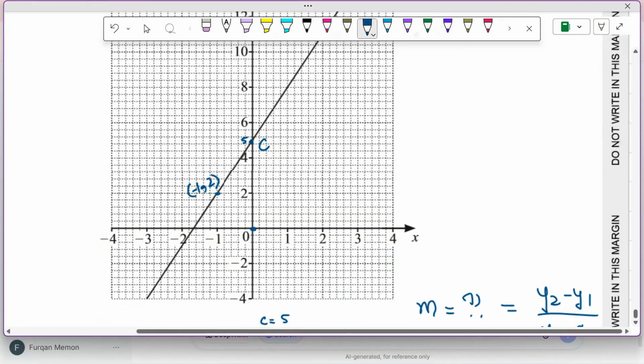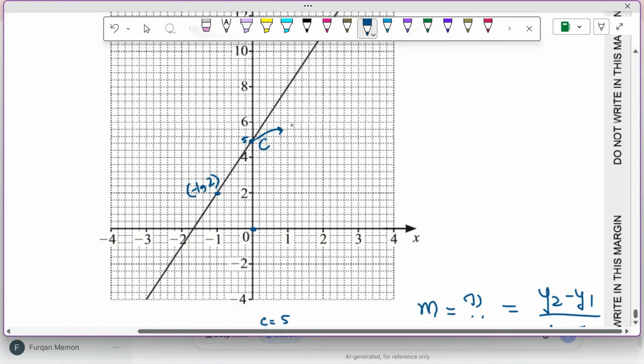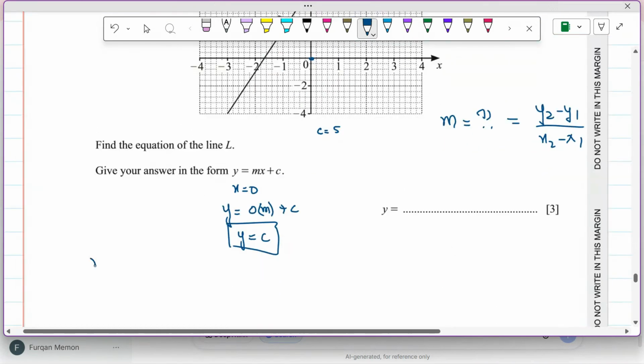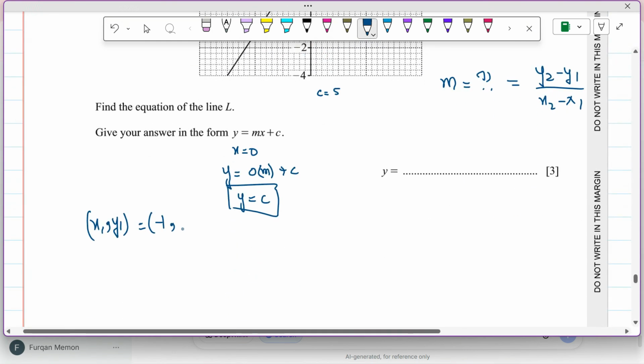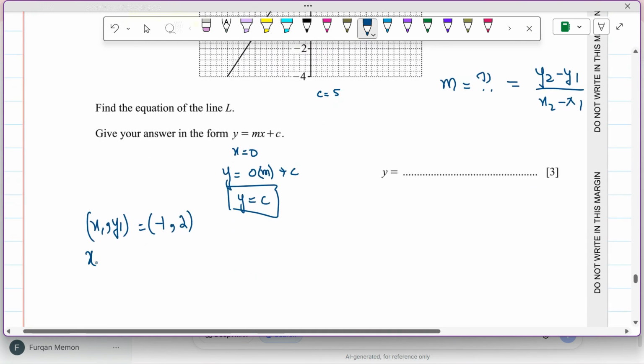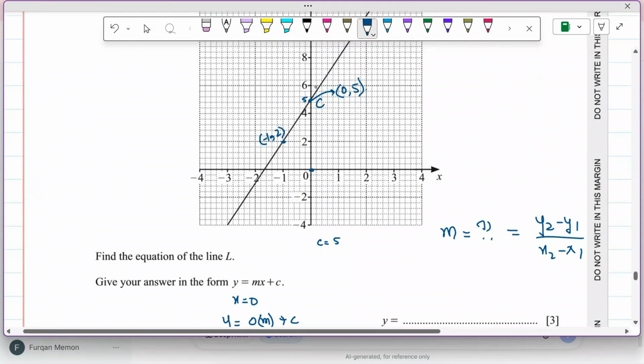And we can take this because this point is also on the line. When the x coordinate is 0, the y coordinate is 5. We have the two points: x1, y1, which is equal to -1 and 2, and another point x2, y2, which is equal to 0, 5.